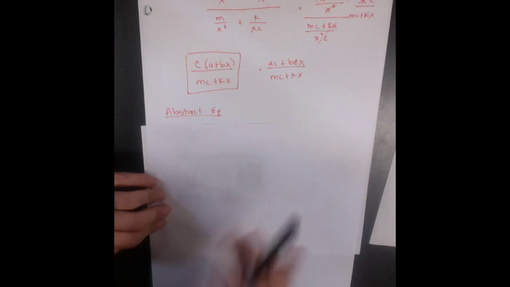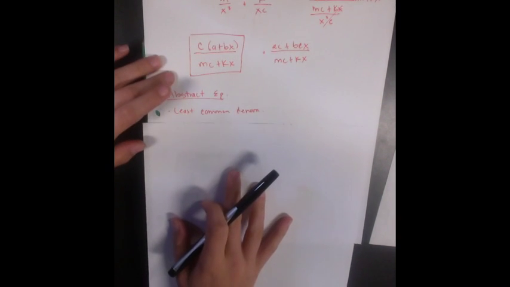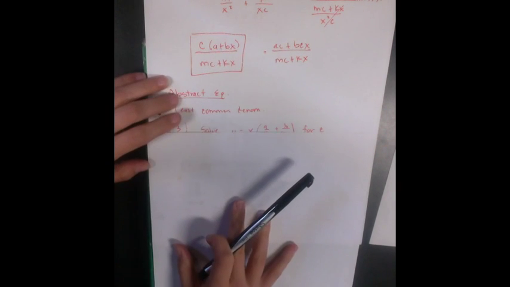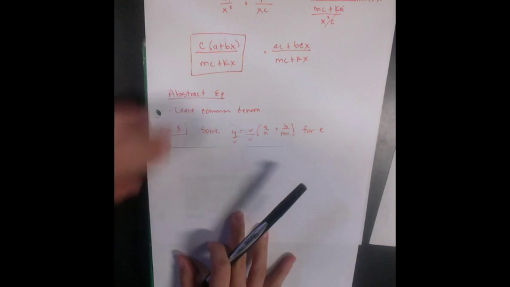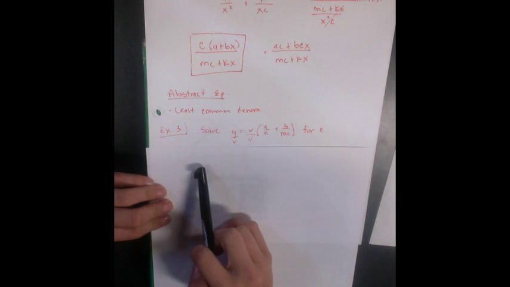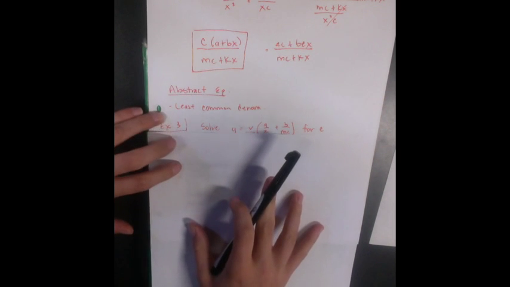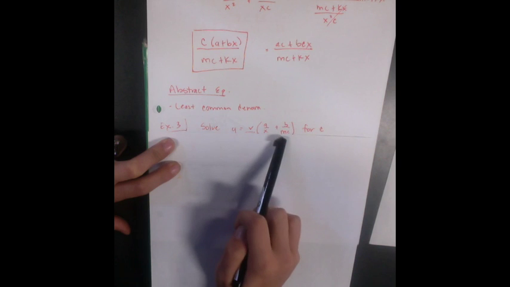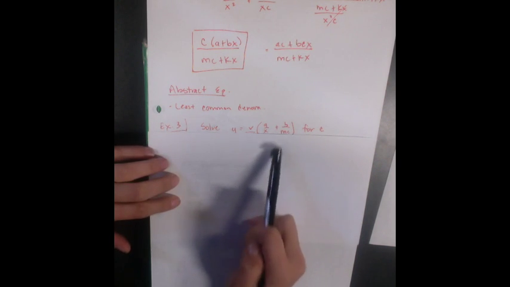Okay. Our next topic, we have abstract equations. In our abstract equations, you need to find the least common denominator over and over and over. So let's just do an example. We're going to solve y equals v times a over x plus b over mc. We're going to solve that for c.